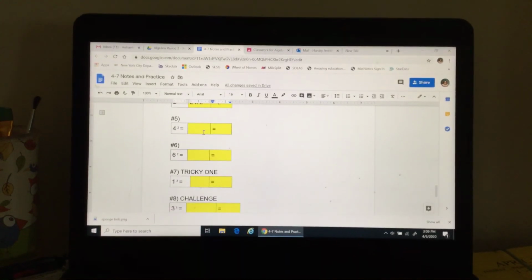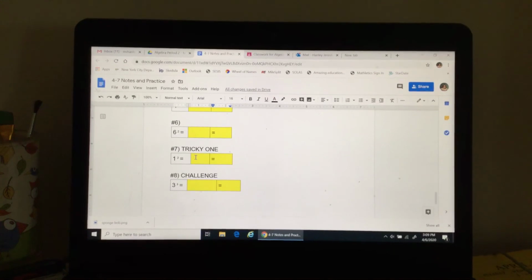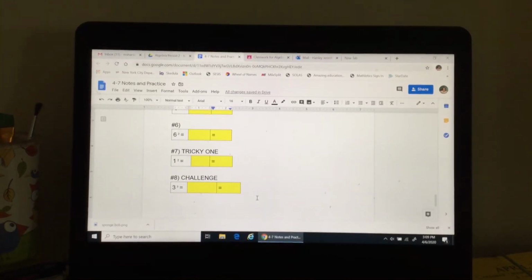So you guys have 5, 6, 7 is tricky, don't be tricked by it, and 8 is a challenge question.